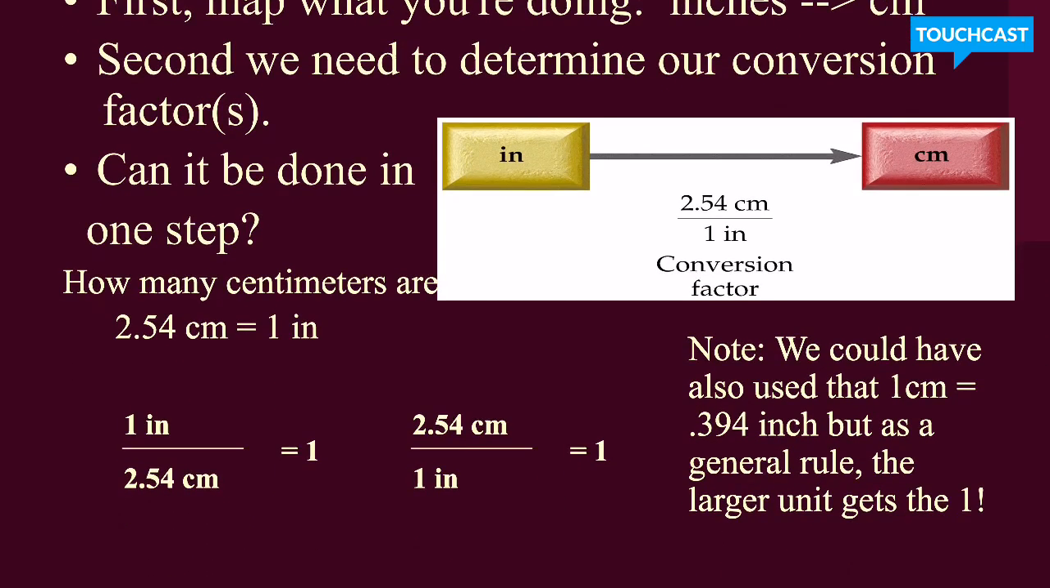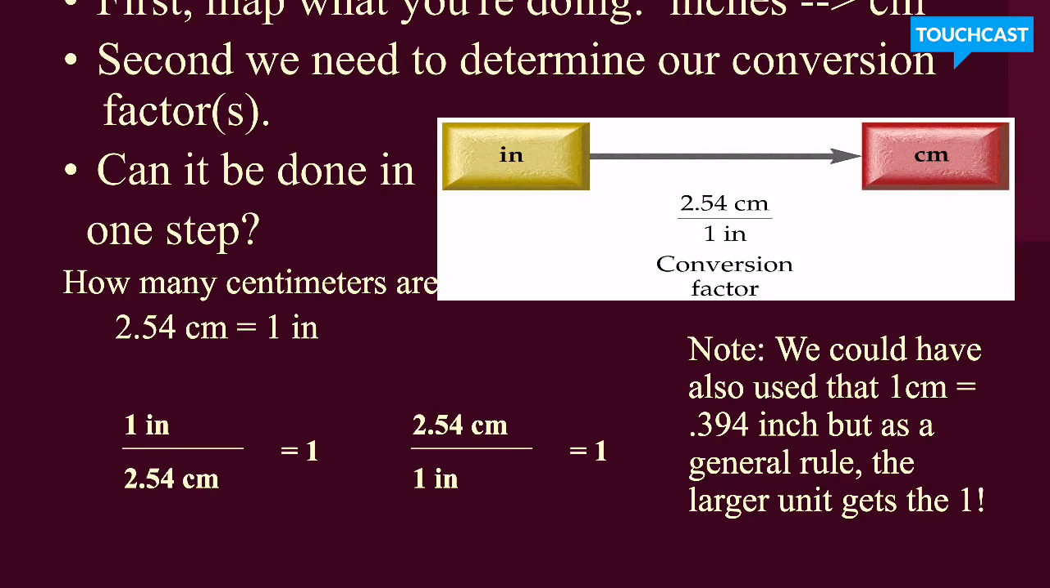So we can use that conversion factor in two different ways. Remember the fraction? So you can set it so that 1 inch is on the top and 2.54 centimeters is on the bottom, or you can do the reciprocal. You can flip that. Now, a note should be made here that we could have also said that 1 centimeter, the little guy, is equal to 0.394 inches. But as a general rule of thumb, most conversion factors, when we are in dimensional analysis, the larger unit will get the value of 1.